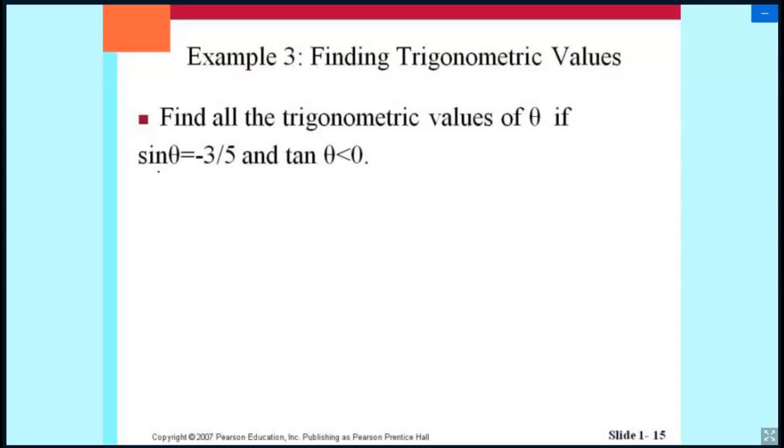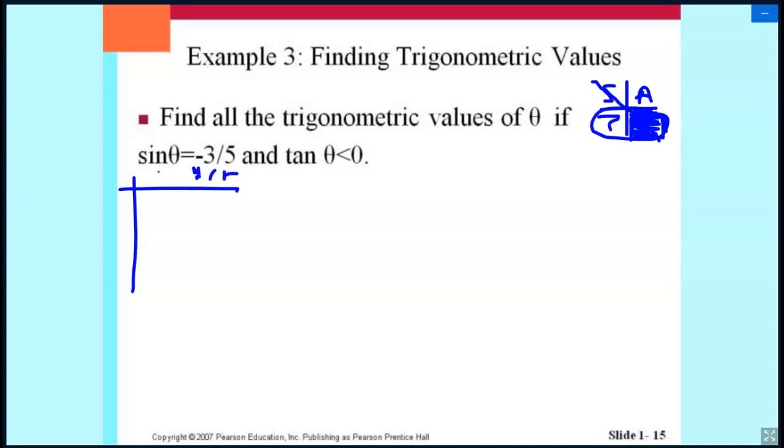So if we think back to the idea here, all students take calc. The sine of theta is going to be negative in quadrants 3 and 4. However, the tangent of theta is only negative in quadrants 2 and 4. So their overlap occurs in quadrant 4. So what that means is that this triangle lives in quadrant 4.